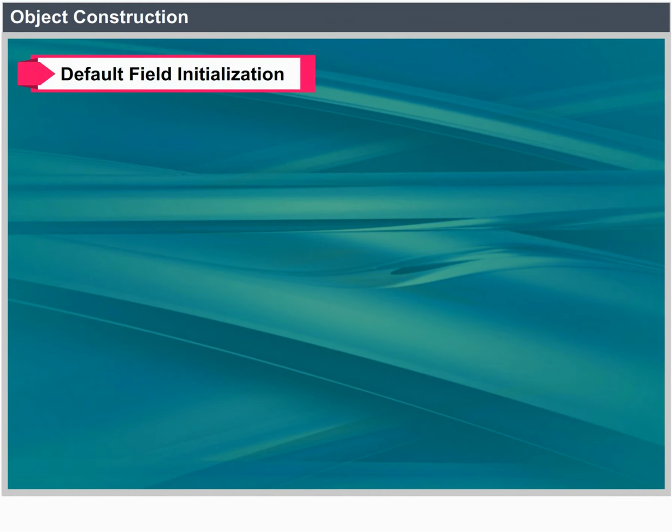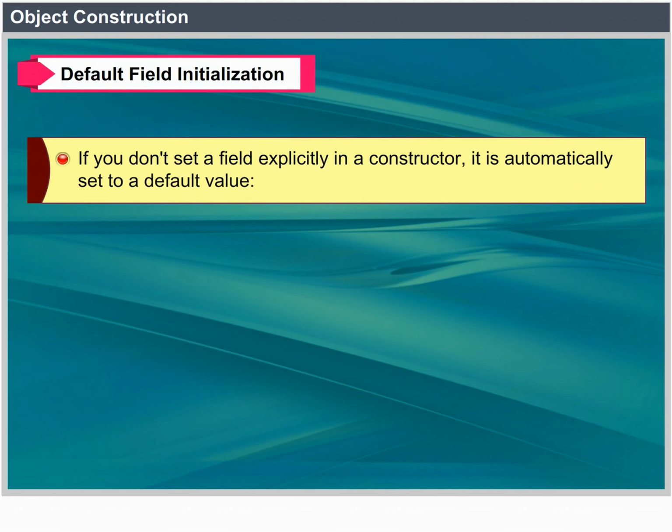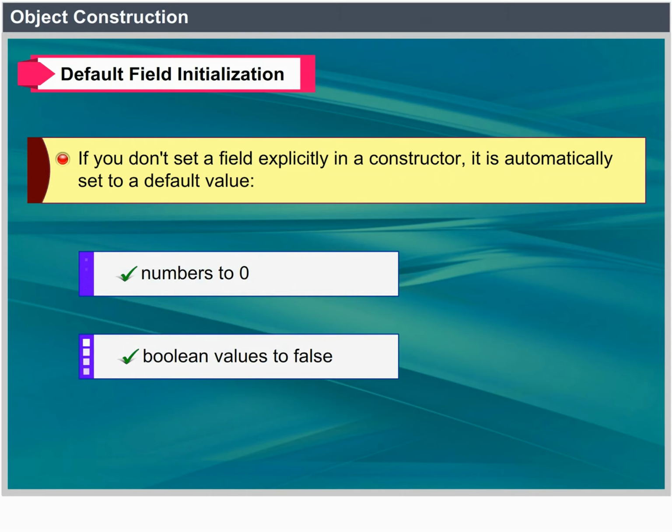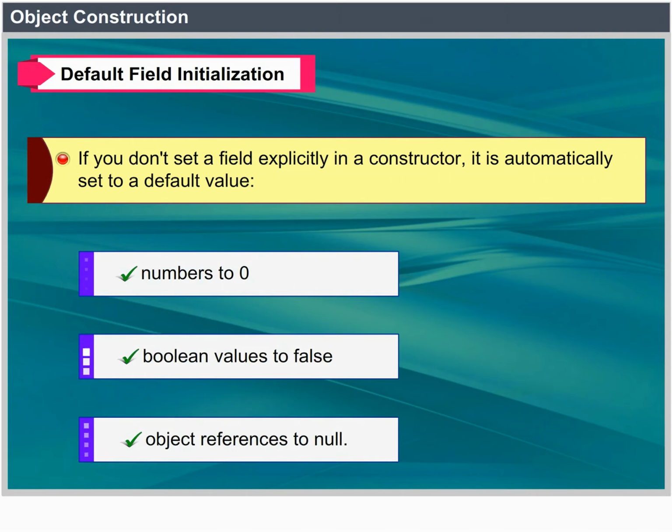Default field initialization. If you don't set a field explicitly in a constructor, it is automatically set to a default value. Numbers to 0. Boolean values to false. Object references to null.